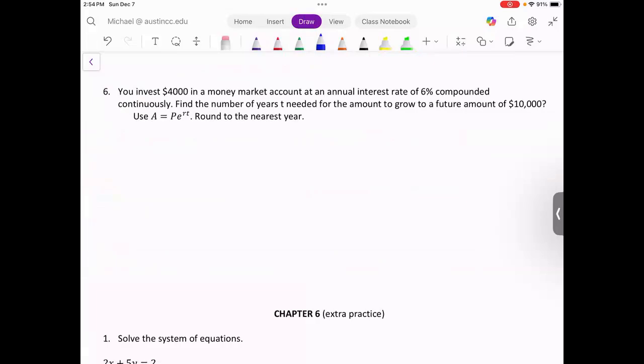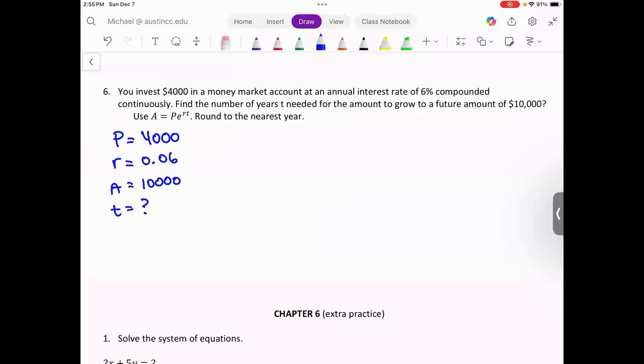If we invest $4,000 in a money market account at an annual interest rate of 6% compounded continuously, we want to find the number of years t needed for the amount to grow to a future amount of 10,000. So let's figure out what we have so far. We invest $4,000. That's our initial or principal amount. We have an interest rate of 6% or 0.06. We have a future amount of 10,000, and we're trying to figure out what's our t.